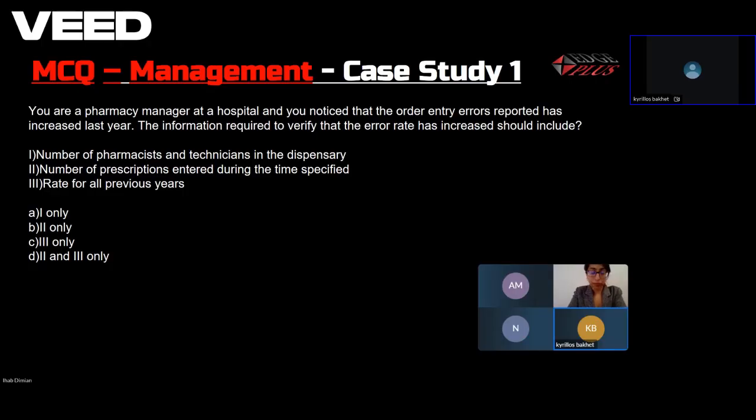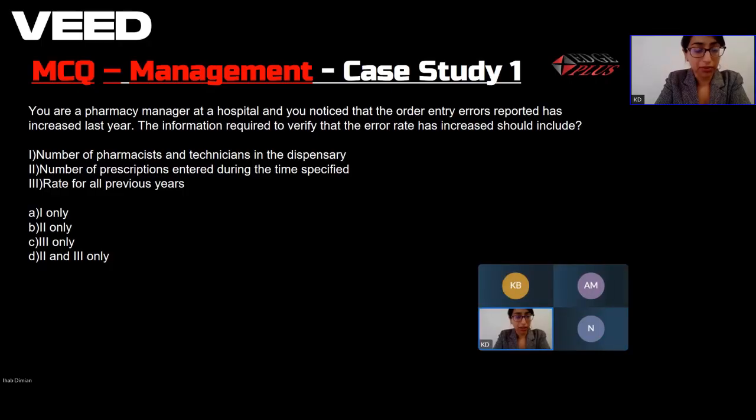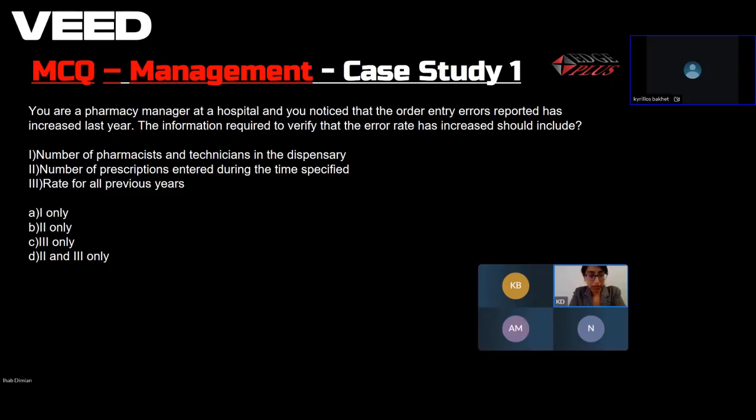Yes, I think B is the correct answer too. Okay. And your thought process is similar or different to Ahmed? I think staffing levels may explain why the error rate changed, but not necessarily that they are required to verify that the error has increased. So I excluded number 1. So I think D is the best choice here.